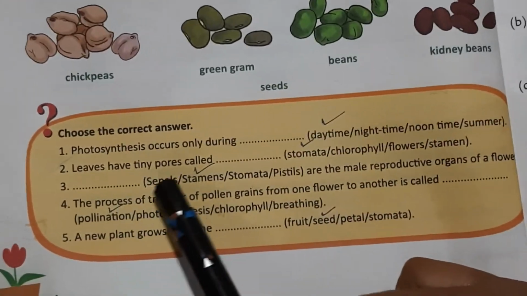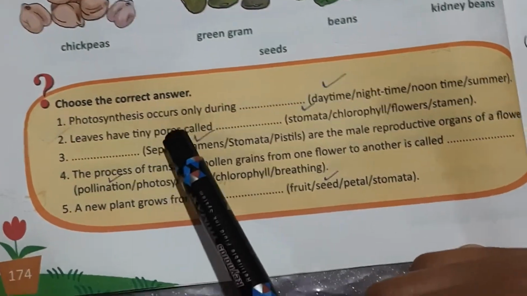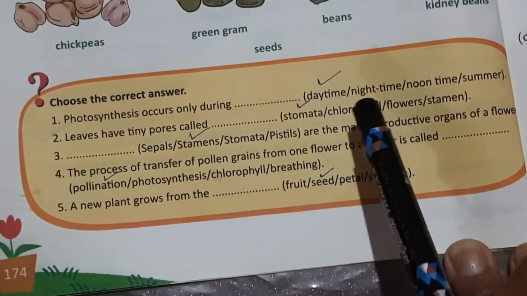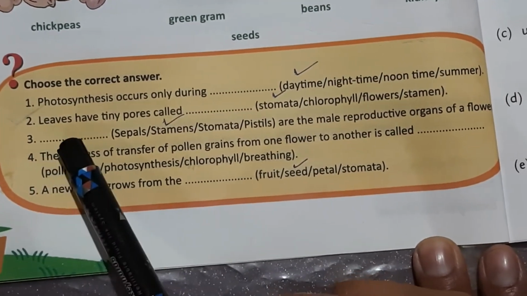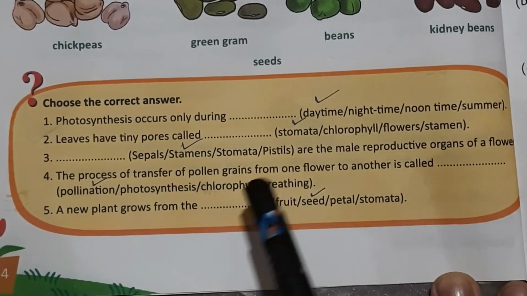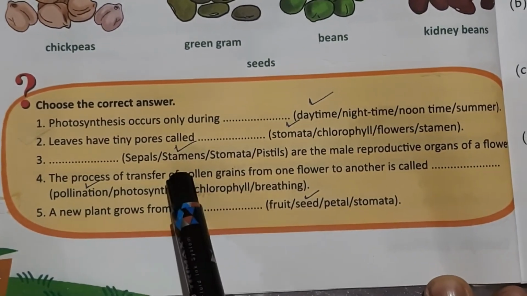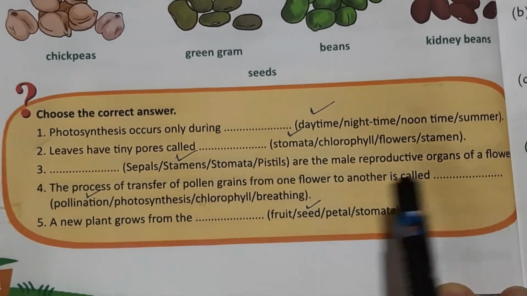We will do this exercise. Choose the correct option. Number 1, photosynthesis occurs only during daytime. Tick daytime. Number 2, leaves have tiny pores called stomata. Tick stomata. Number 3, stamens are the male reproductive organs of the flower.